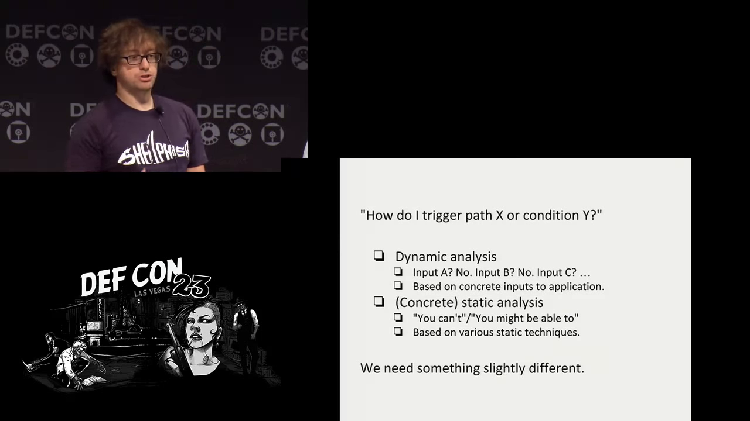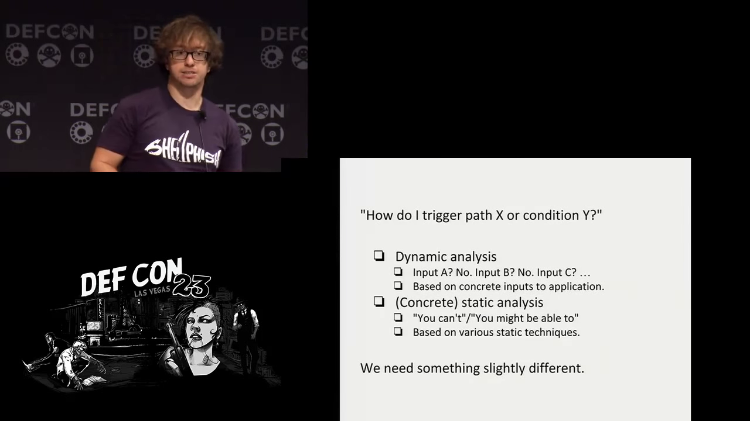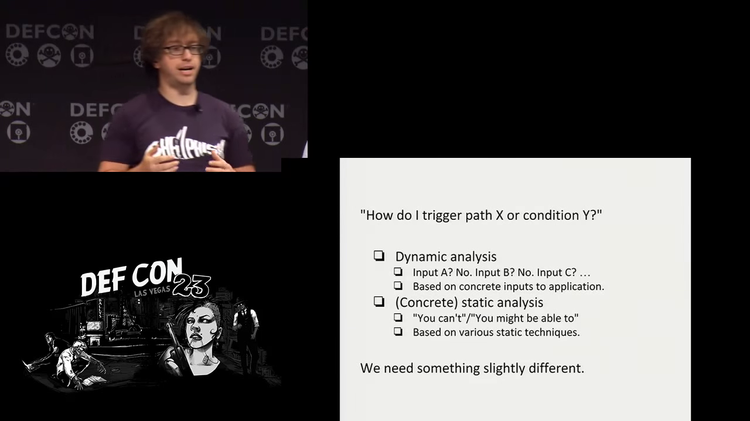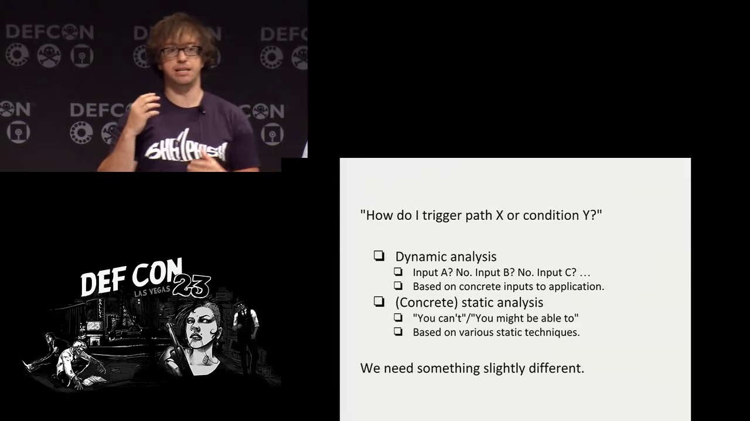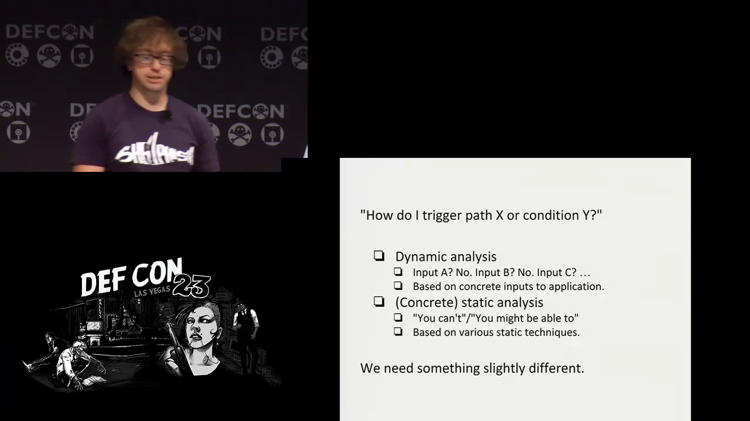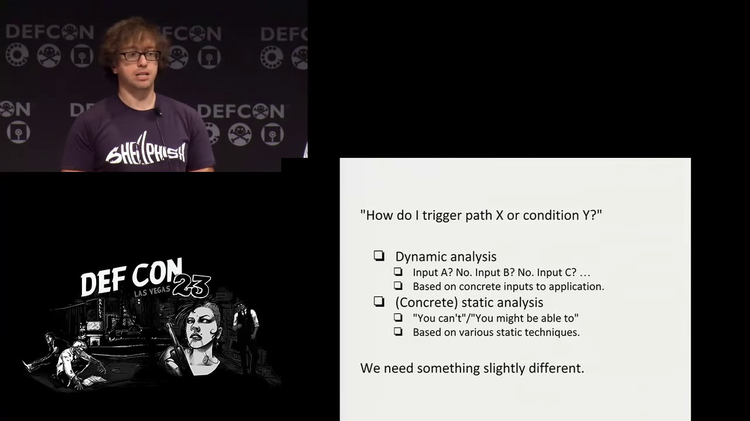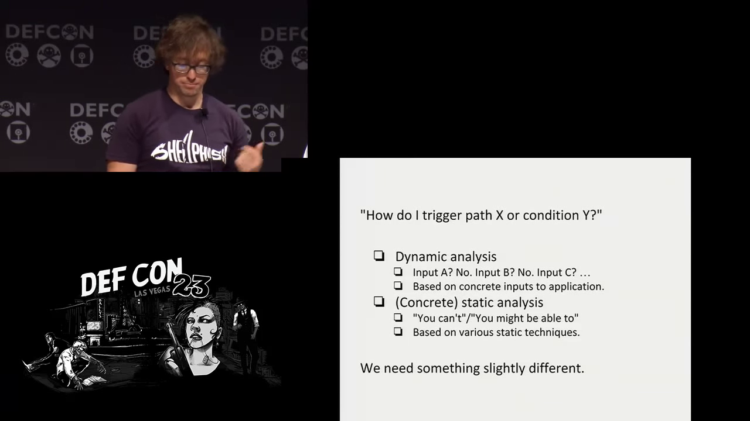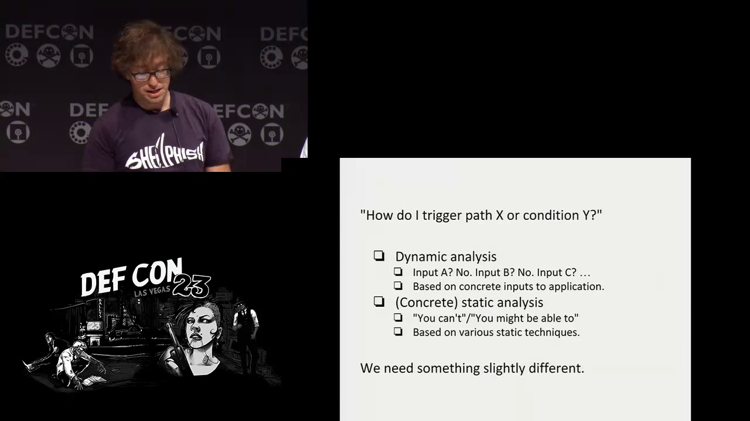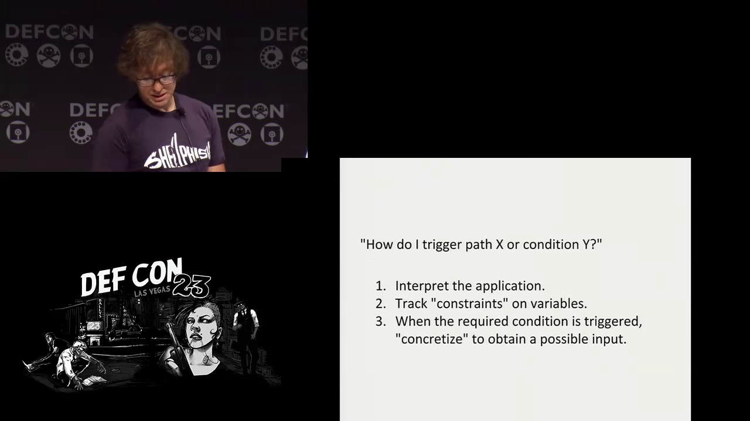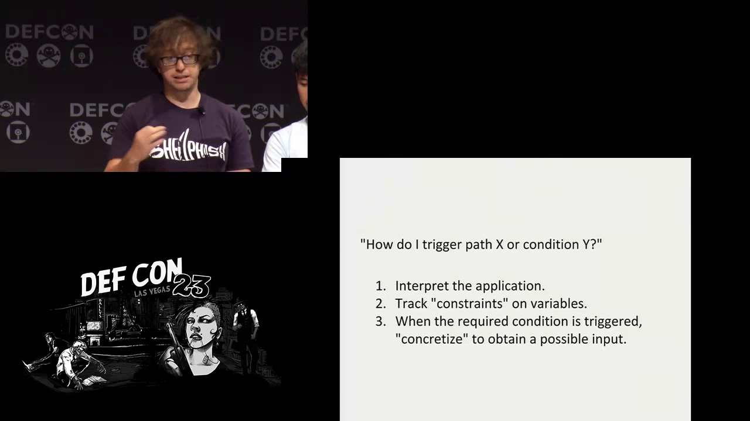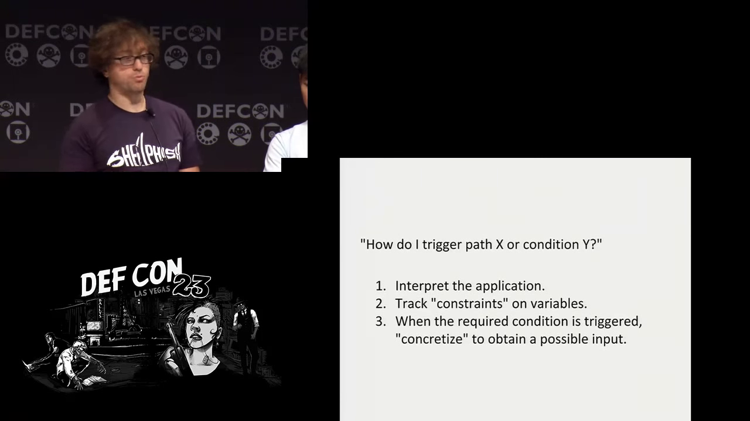You can try to do some sort of static analysis. This is what you tend to do in IDA manually when you're looking at a binary and clicking through here and there. You can do that automatically, but most likely static analysis will not give you an answer because it's not precise enough. We'll talk more about static analysis later on. But for now, we need something slightly different. We need symbolic analysis, symbolic execution. And so what does that entail?